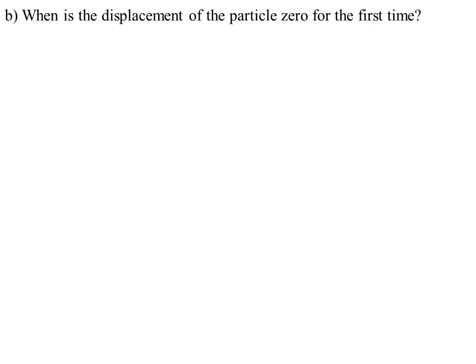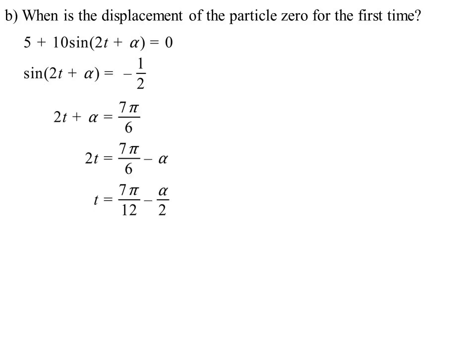When is the displacement of the particle 0 for the first time? Right, so we're saying, when is that equal to 0? Well, we'll just solve the trig equation. So sine 2t plus alpha is minus a half. 2t plus alpha is, now, yeah, sure, there's all these quadrants, but I want the first time. So I want the third quadrant answer, wouldn't I? That's the first time sine's going to be negative. So 7 pi on 6. Subtract my alpha and divide everything by 2, and I get 1.5.